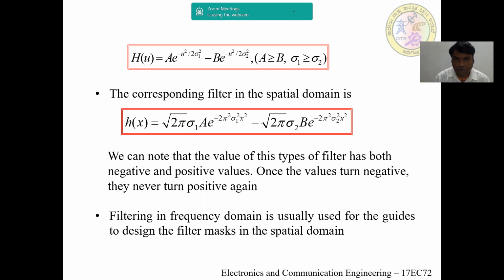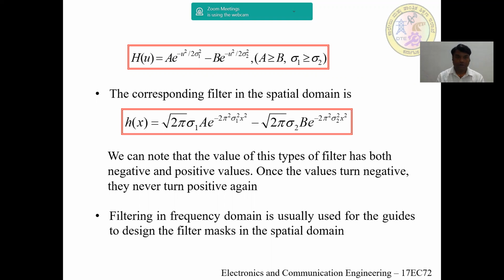H(u) = A e^(-u²/2σ1²) - B e^(-u²/2σ2²), where A is greater than or equal to B and σ1 is greater than or equal to σ2. The corresponding filter in the spatial domain is h(x) = √(2π) σ1 A e^(-2π²σ1²x²) - √(2π) σ2 B e^(-2π²σ2²x²).